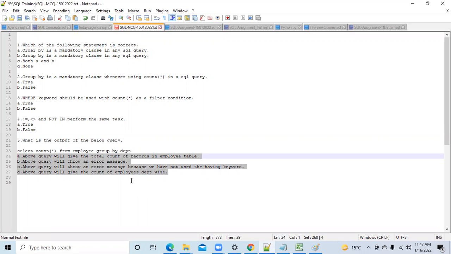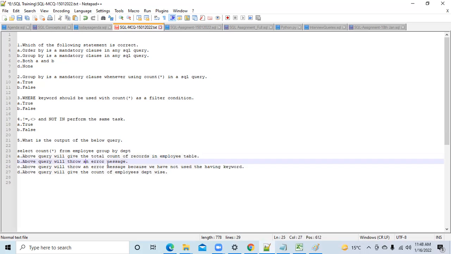But we have not used having here, and we know that if you're using count of star, we should use having. Do you think this is a filter condition? There is no filter condition, so having is not required. But this will not throw an error message. You have not used group by. In count star, we should use group by.